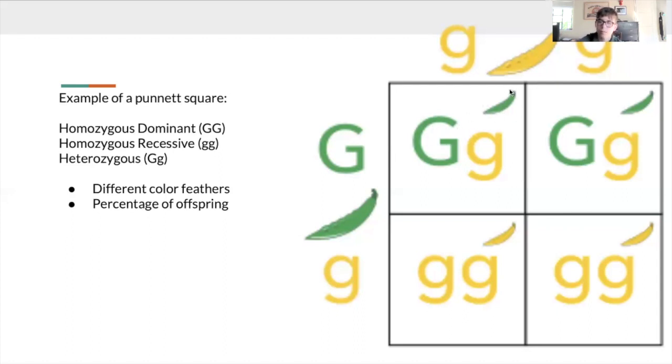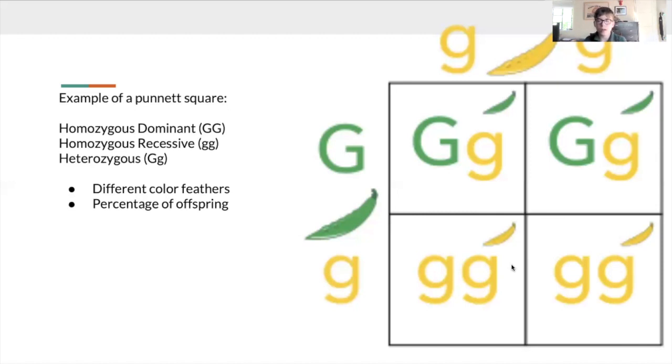Since it has a dominant gene, which is the capital G, it will be a green feather. As we can see again with the next box to the right of the one we just talked about, it'll be the same thing, heterozygous. But if we look at the box under it, we can see that the two yellow g's line up, and so it is homozygous recessive. Now, it is a recessive gene, which means it's going to be a yellow feather, as we can see in the Punnett square.